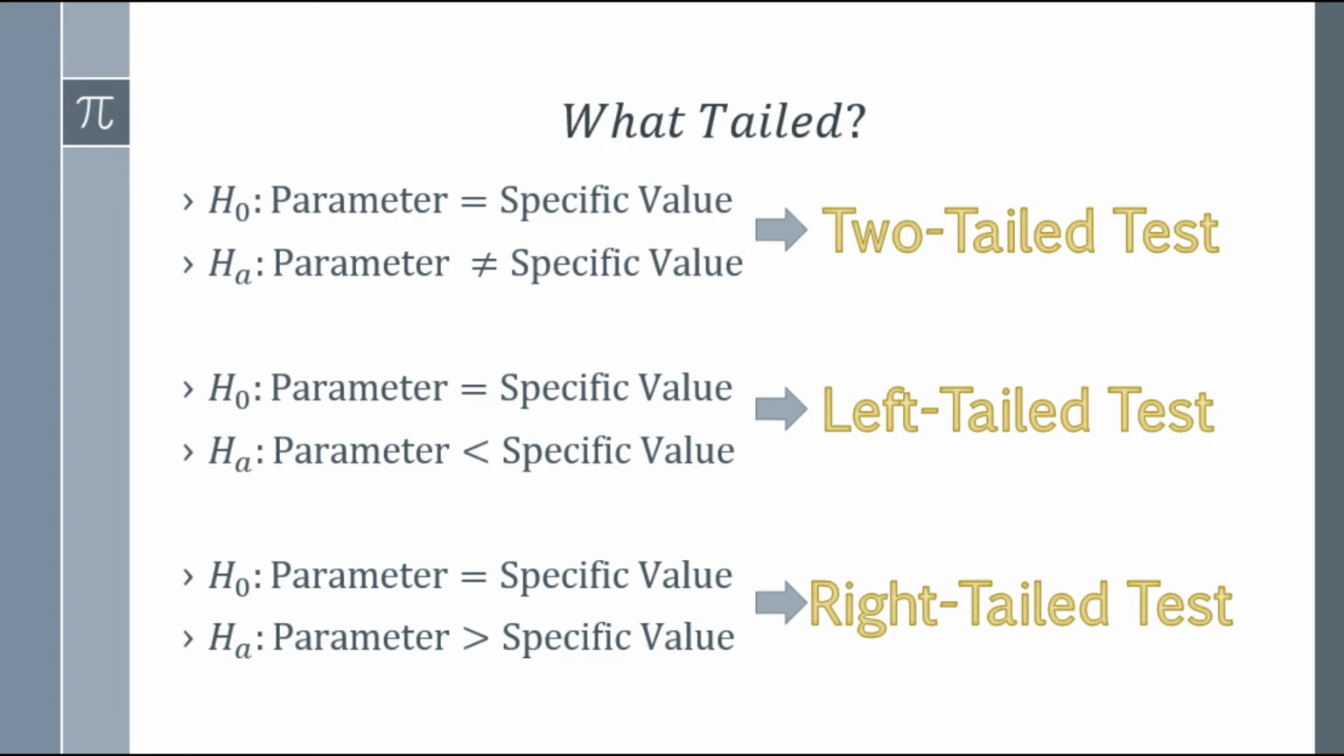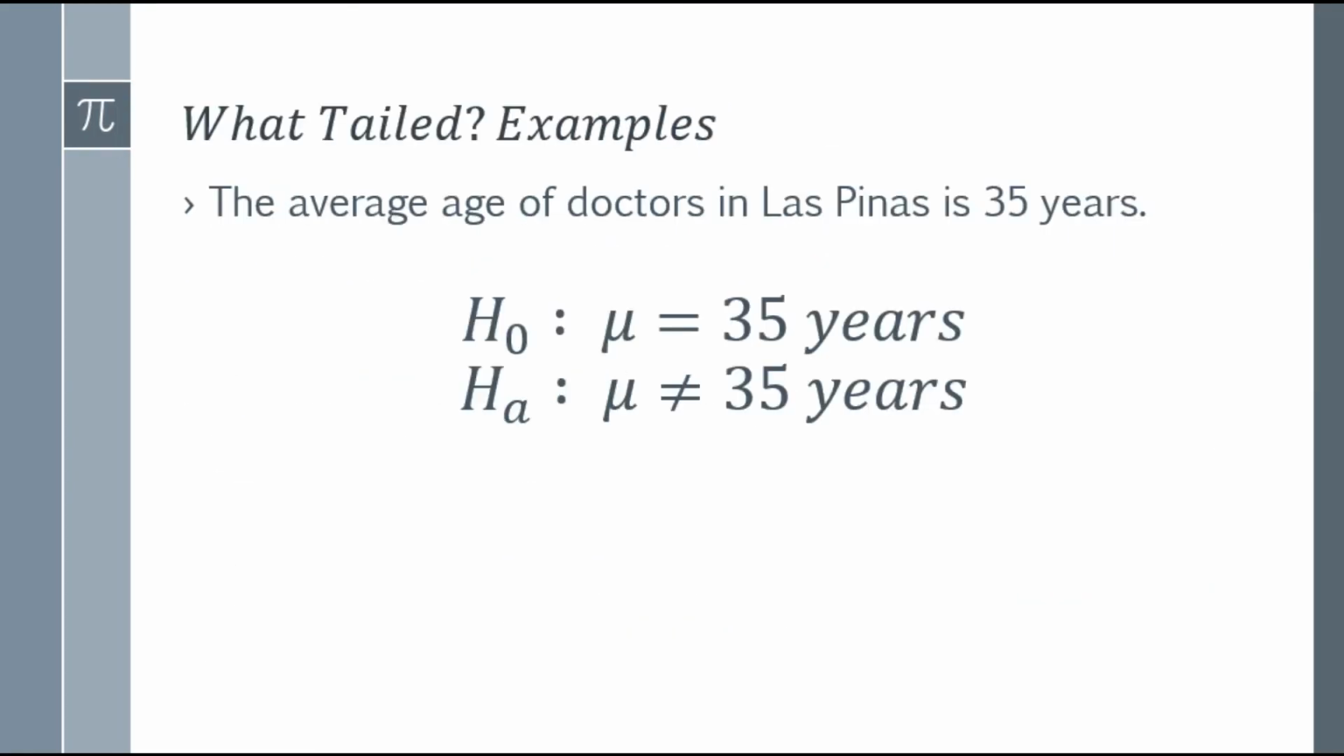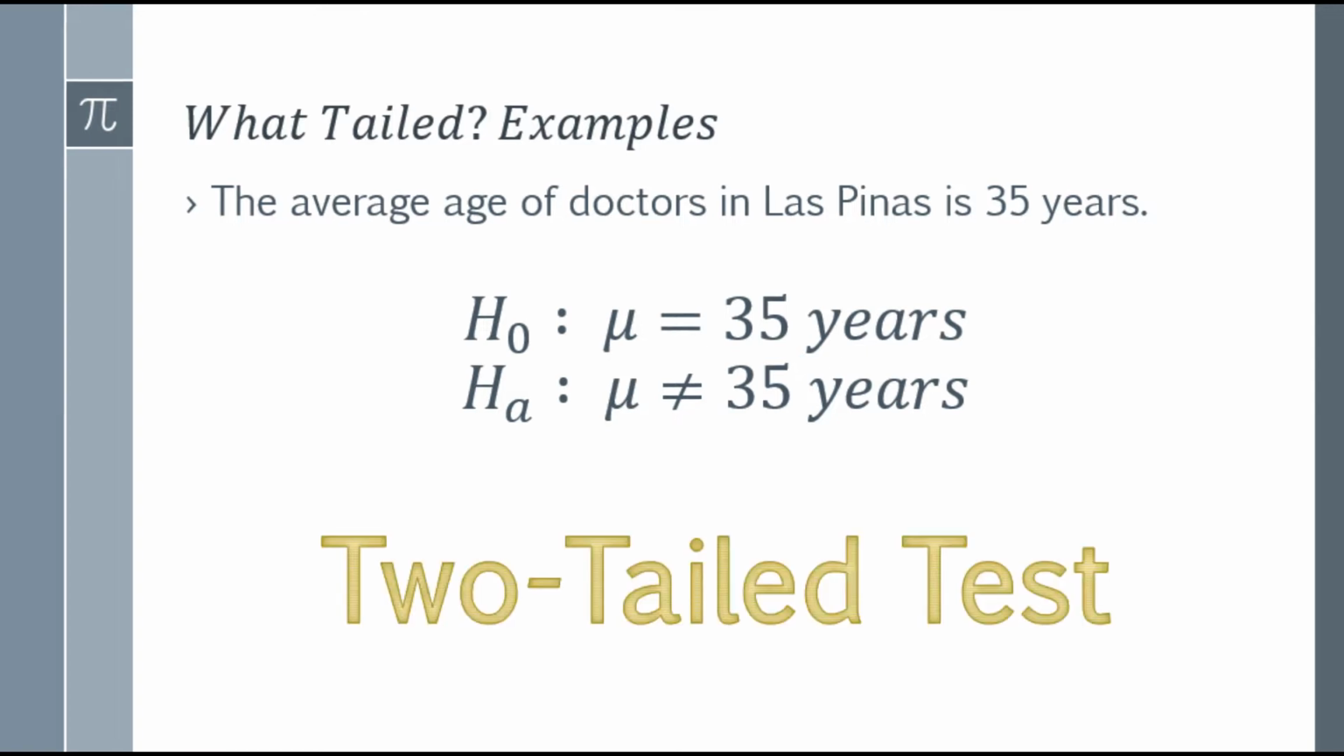So, let's review. Pag equal and not equal, two-tailed test yan. Kapag equal and less than, that will be left-tailed test. At kapag equal and greater than, that will be the right-tailed test. So, let's have some examples. So, kanina, the average age of doctors in Las Piñas is 35 years. And we have H0, mean is equal to 35 years. At ang HA natin, mean is not equal to 35 years. You have equal and not equal, so that will be a two-tailed test.